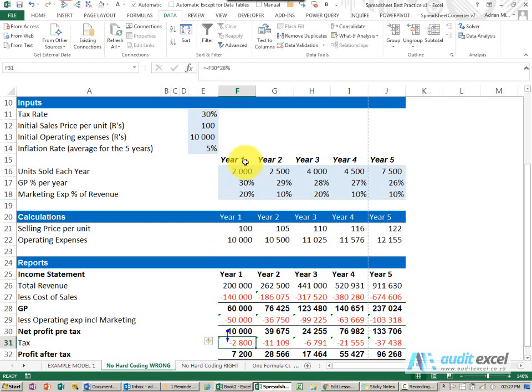net profit pre-tax, but it's multiplying with 28%. Someone has typed in 28%, and you'll see that applies to all these formulas. So firstly, what is written here and what is written here is different, so there'll be an error of assumption.